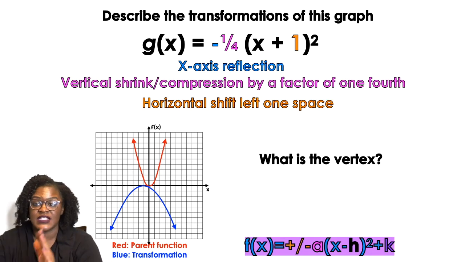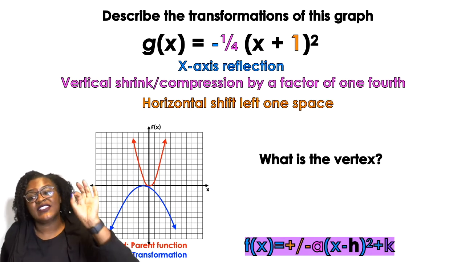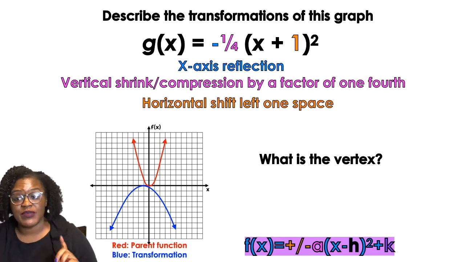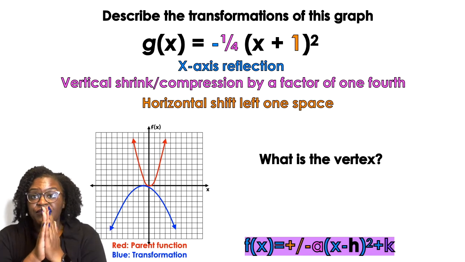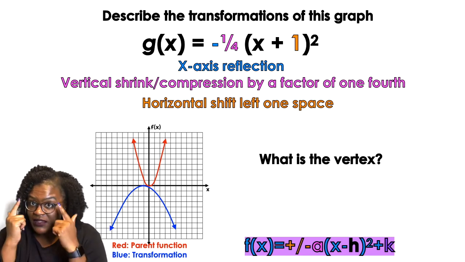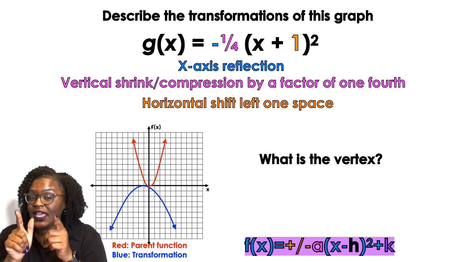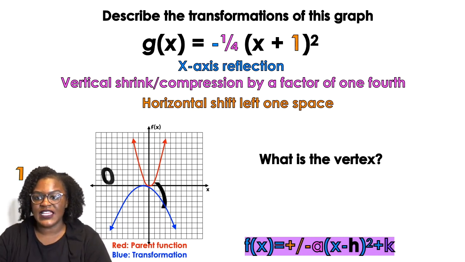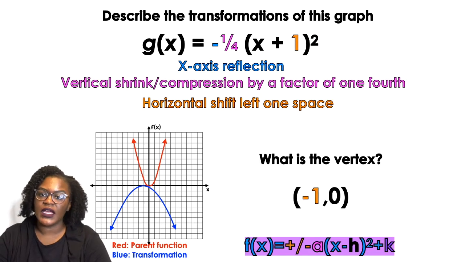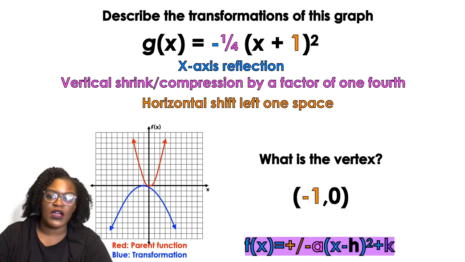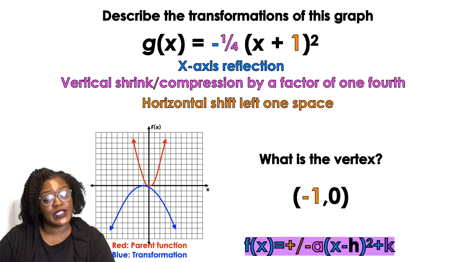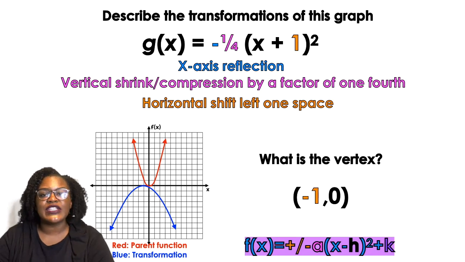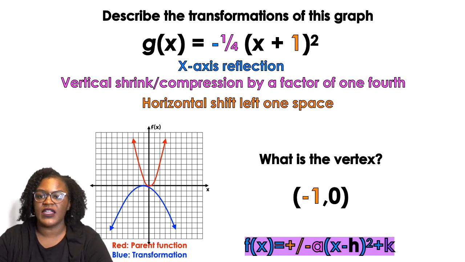So what's the vertex? Remember, your vertex is H, K. What number represents H here? Okay, thinking about that. And then what number represents K? I just talked about that a little bit. So your vertex in this case would be -1, 0, because there's no K value. So anytime there's no K value, you're gonna say 0, big fat 0.